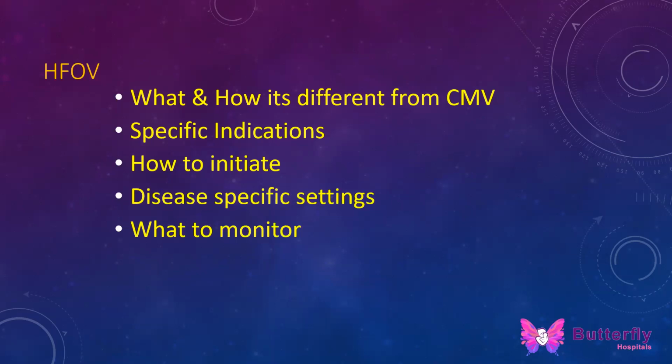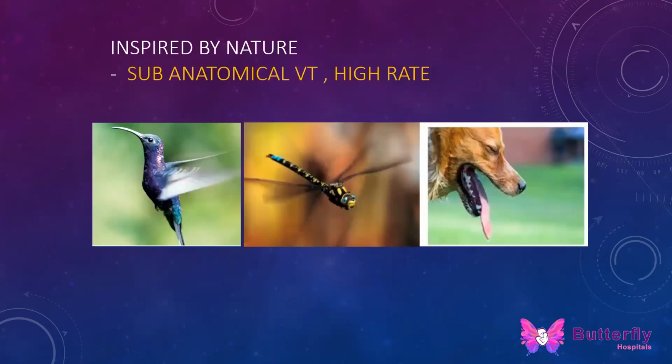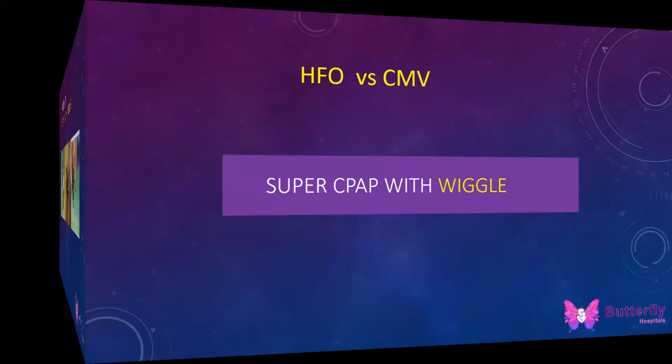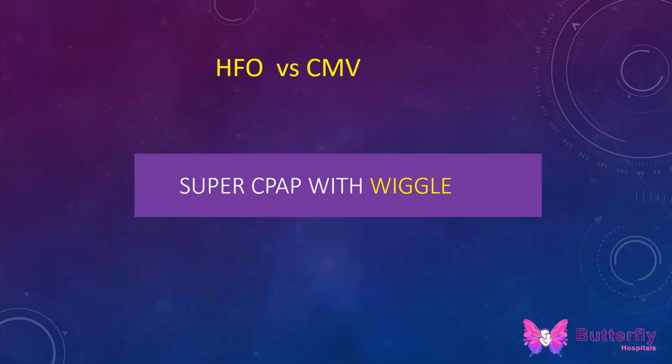It is about opening these lungs with minimal pressures at a fast rate so that CO2 clearance and oxygenation can be achieved. When the research was done, it all started inspired by nature: the dog that is panting, or the birds that breathe very fast, or the dragonflies. So it's all about high frequency with low pressure, achieving carbon dioxide clearance and oxygenation. In simple words, I would say it's like a CPAP with a little bit of wiggle, so you don't take it out.